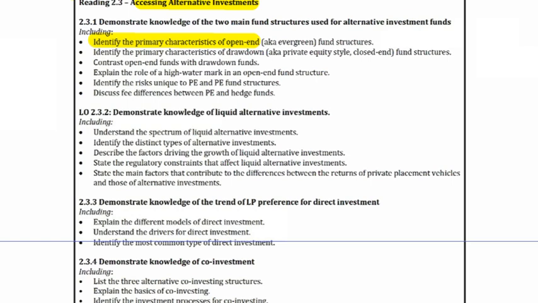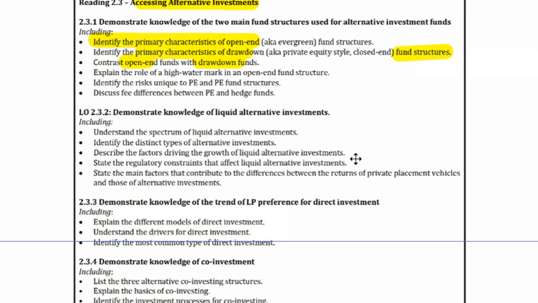Remember, nothing learned off by heart, guys, okay? Because it's not that kind of exam where you have to know things off by heart to be able to write them down. You just have to understand what's in there. But do you know some characteristics of open-end funds? Okay. Do you know some characteristics of closed-end funds? Okay. What is the difference between an open-end and a drawdown fund?